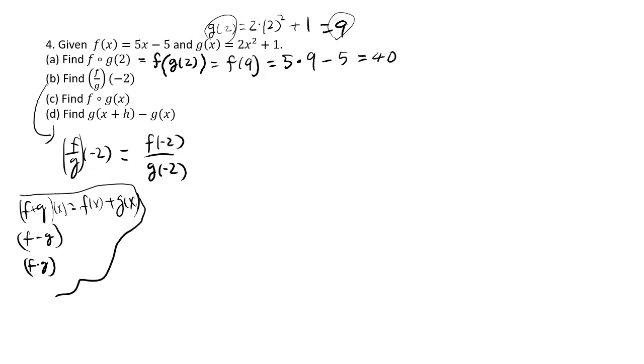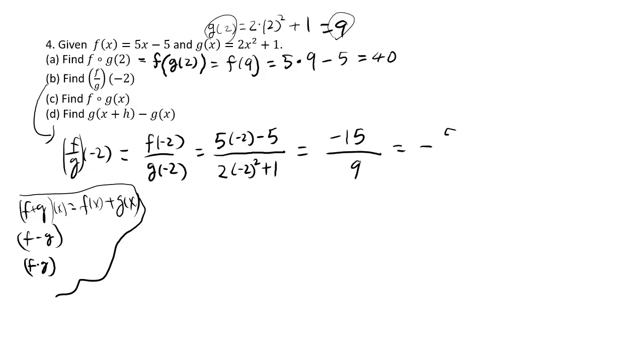And once you write the definitions, then you can try to calculate them. What's f of negative 2? That's like plugging in negative 2 into the function f. So that's what you have to compute. What's g of negative 2? That's plugging in negative 2 into the function g. So it's 2 times negative 2 squared plus 1. 5 times negative 2 is negative 10, minus 5, negative 15. Negative 2 squared is 4, 4 times 2 is 8, 8 plus 1 is 9. Try to reduce your answer to the lowest terms. They're both divisible by 3, so it's negative 5 over 3.